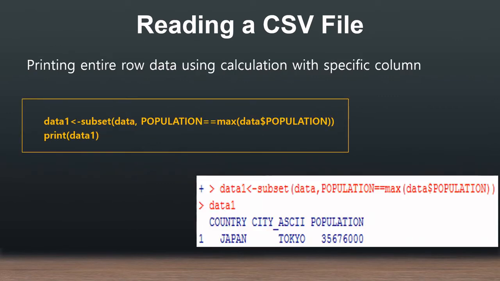Now printing entire data using calculation with a specific column. What is happening? Actually, I am transferring the maximum population into this population field, and then I am making a subset into data1 and printing the data. What will happen here? The maximum population of that particular city along with the entire row will be visible here.